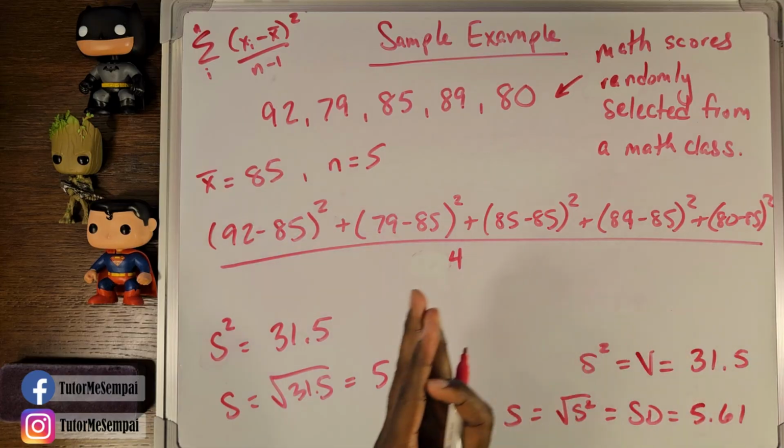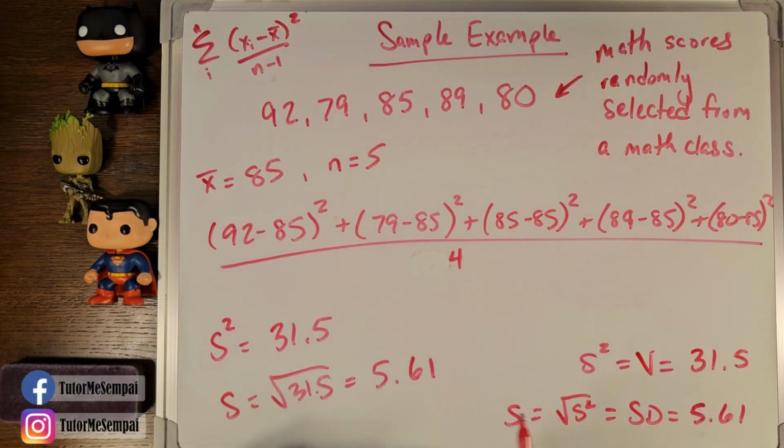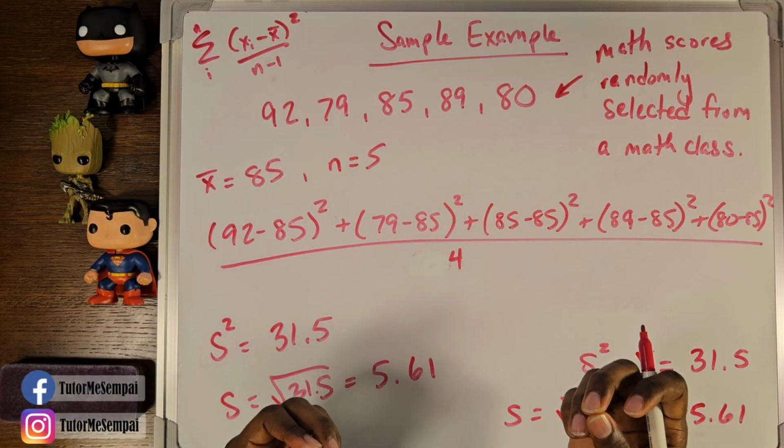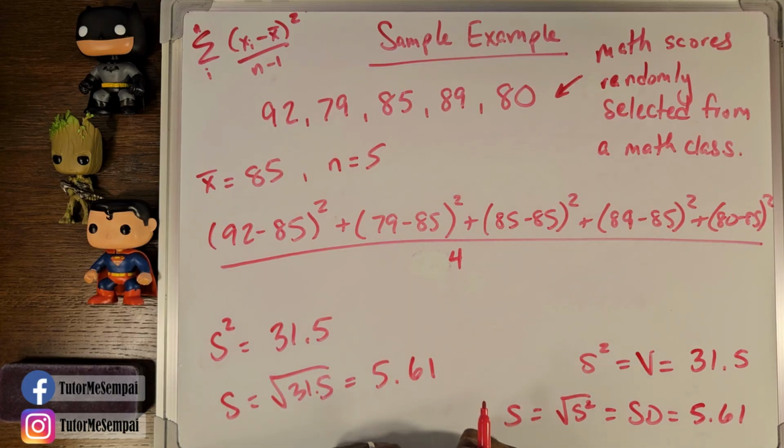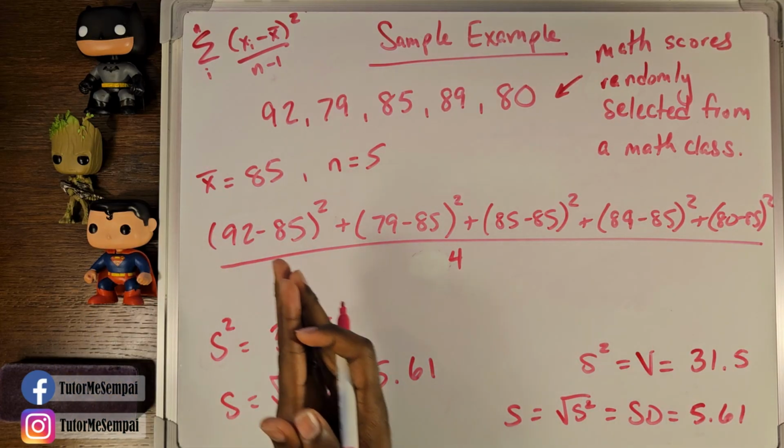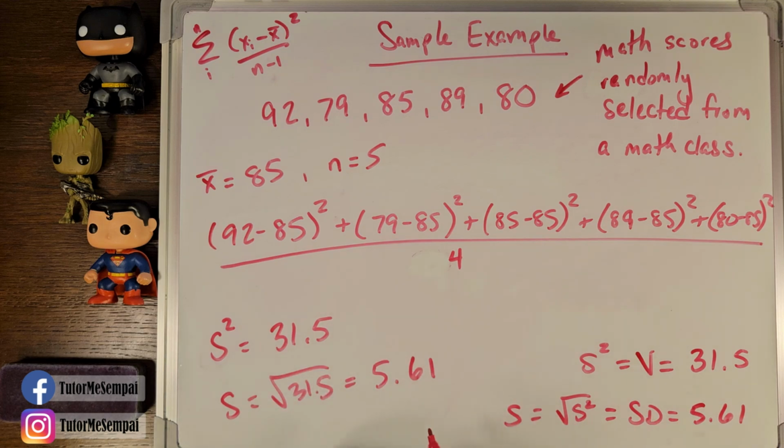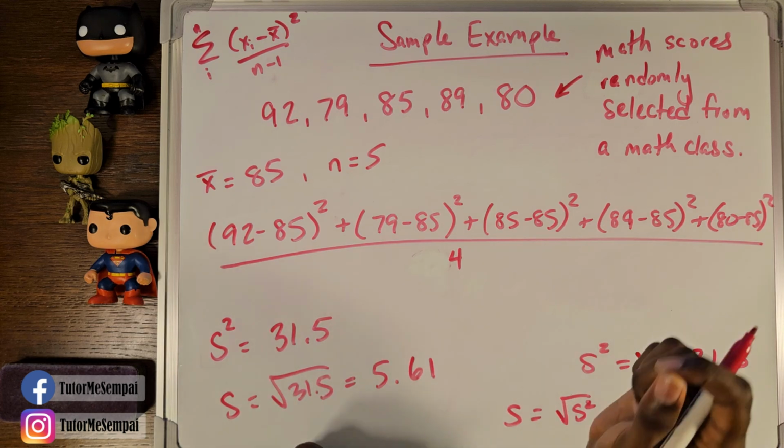Once again, you see that we don't have to spend much time on finding the standard deviation, because once you find your variance, just find the square root. That's your standard deviation. But it is a little bit more involved trying to find your variance. So this is how you calculate your sample variance. Let's move on to our next example and see how we're going to find our population variance.